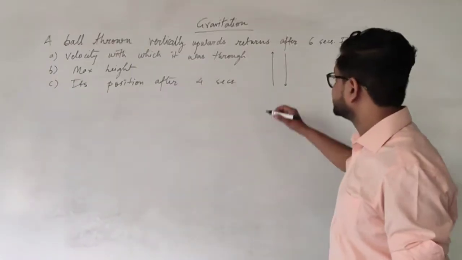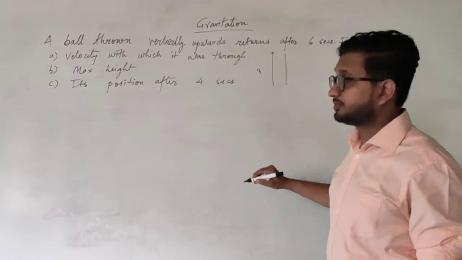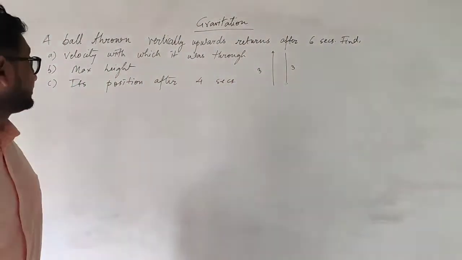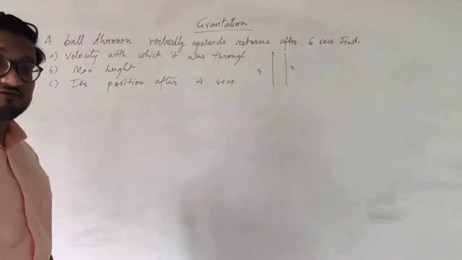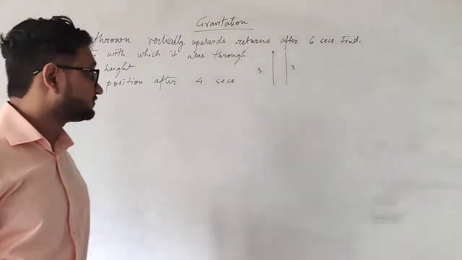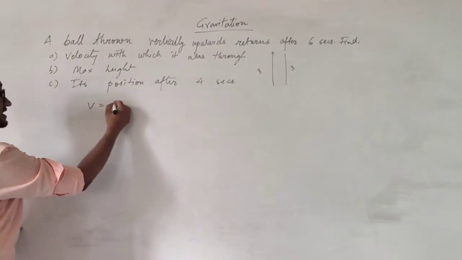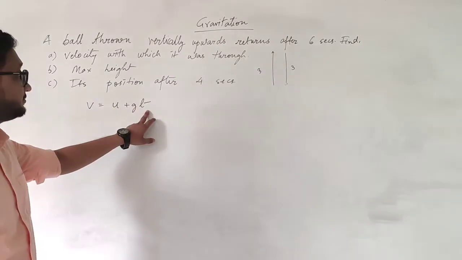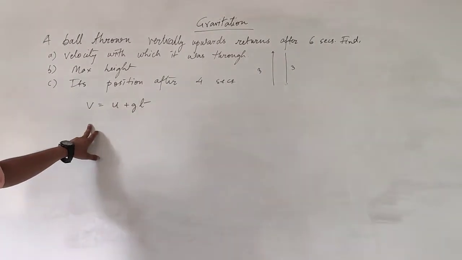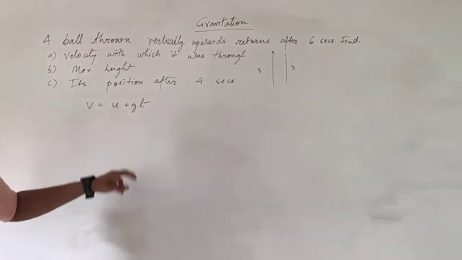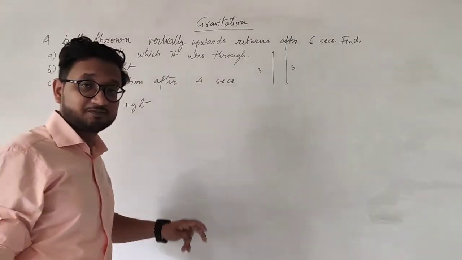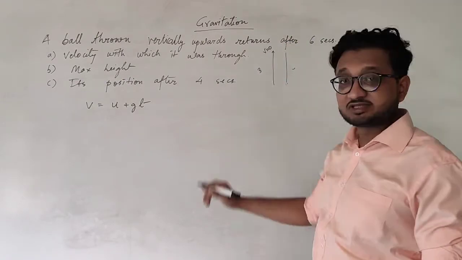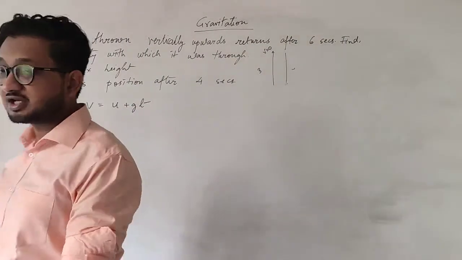So first of all, it is taking 3 seconds to go up and 3 seconds to come down. We know that. The first thing is to find the velocity with which it was thrown. So we have the formula V is equal to U plus GT. We have the time, we have the final velocity. We have to find the initial velocity. What is the final velocity? After 3 seconds its final velocity will become 0.